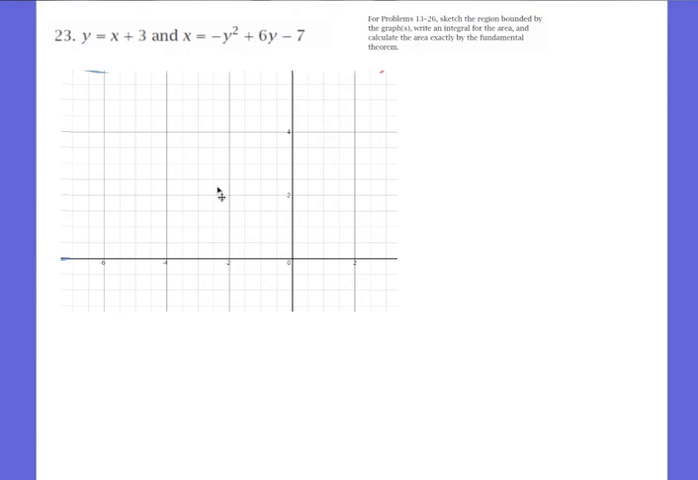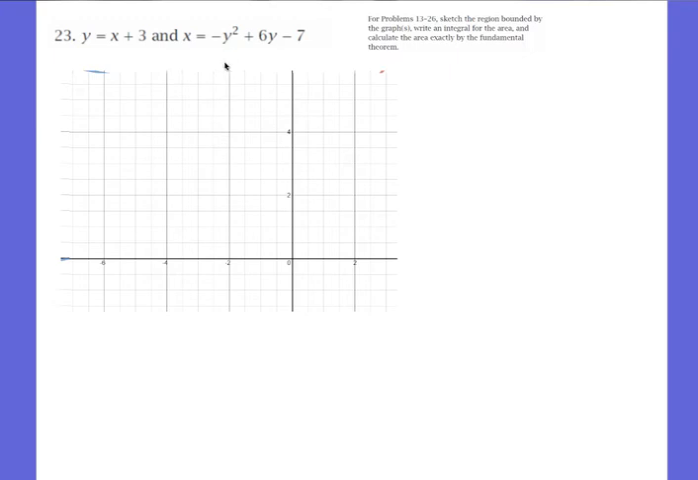Okay, class, this is number 23. We're supposed to find the area bounded by the line y equals x plus 3 and another curve, x equals negative y squared plus 6y minus 7. This second curve is quadratic in nature. I think it's a parabola that opens to the left because I've graphed it before, but the negative coefficient of the y squared term says it opens to the left.